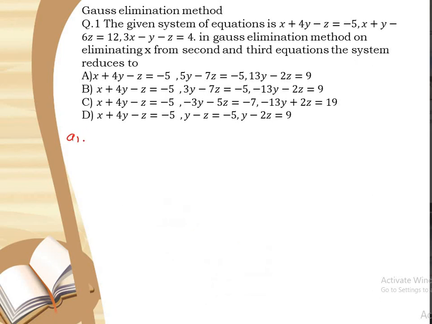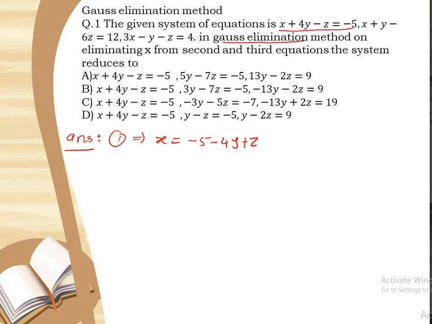Okay, so answer. Here we have to use the Gauss elimination method. In that method, we have to replace one by one element. So from the first equation, we have to write the value of x in terms of y and z, and that value we have to put in equations second and third. So from equation 1, x is equal to minus 5 minus 4y minus z. Sorry, that minus becomes plus here.